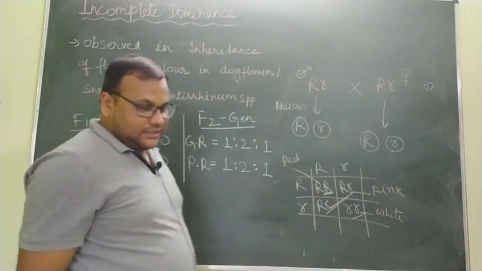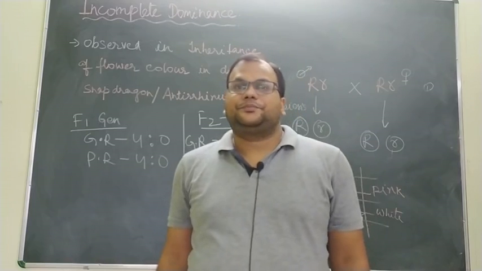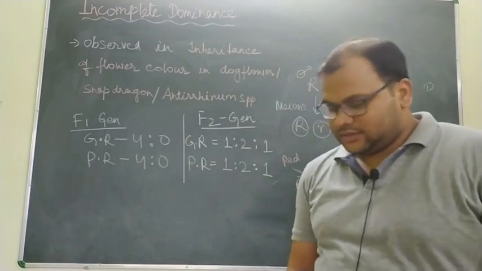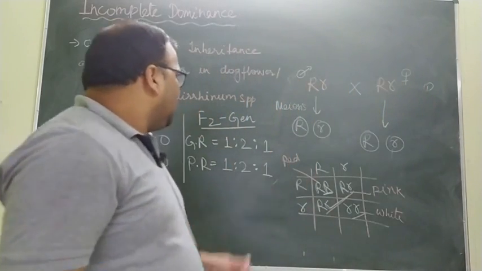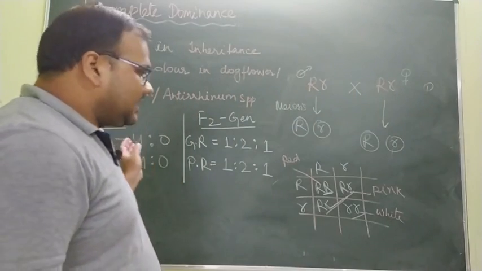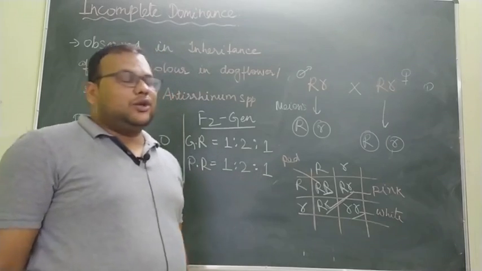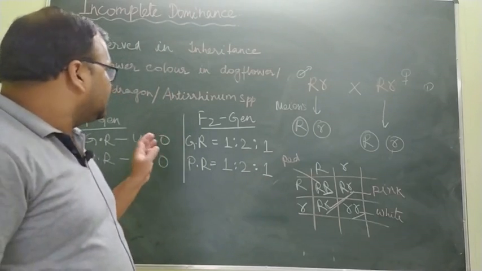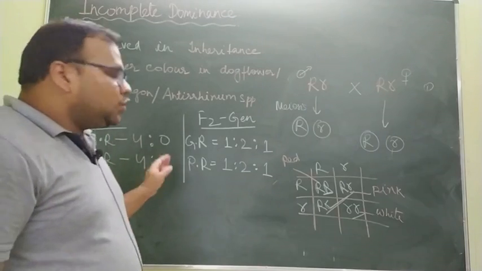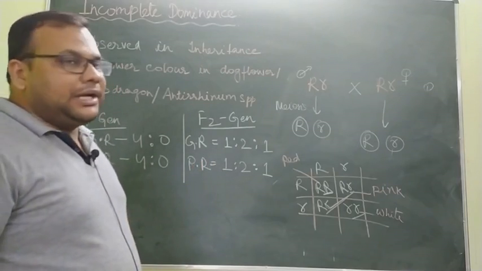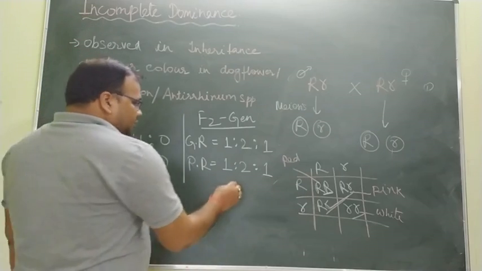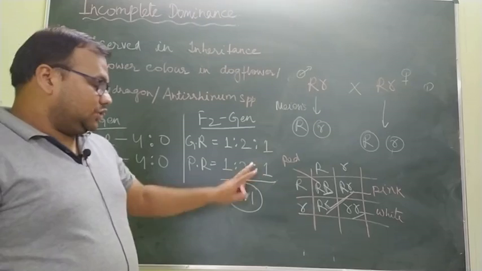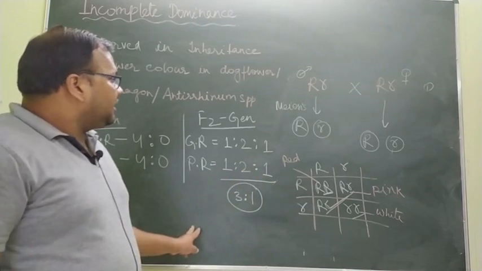After this result, scientists gave probable reasons, and they said that this has happened only because the red color is not completely dominant over white color. So it is not a case of complete dominance, but a case of incomplete dominance, which shows variation from Mendel's law. Mendel's law में ये रेशियो क्या होना चाहिए? 3:1, but here this ratio has become 1:2:1, which is a deviation from Mendel's law.